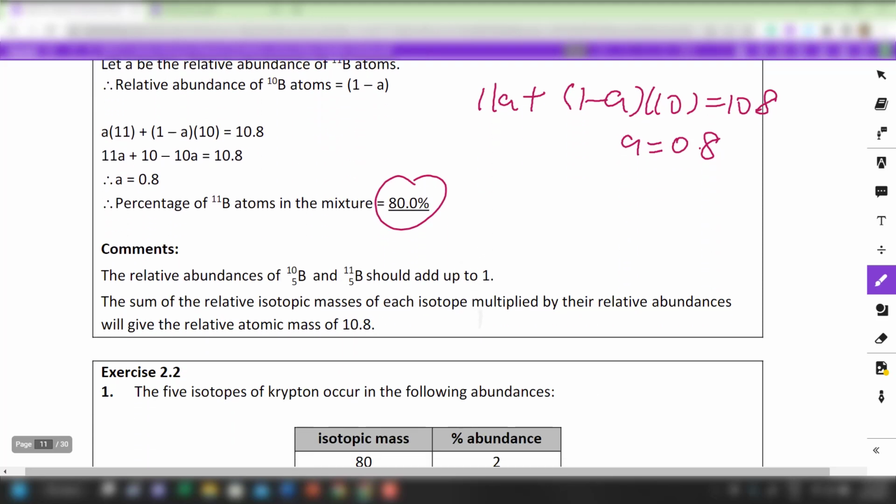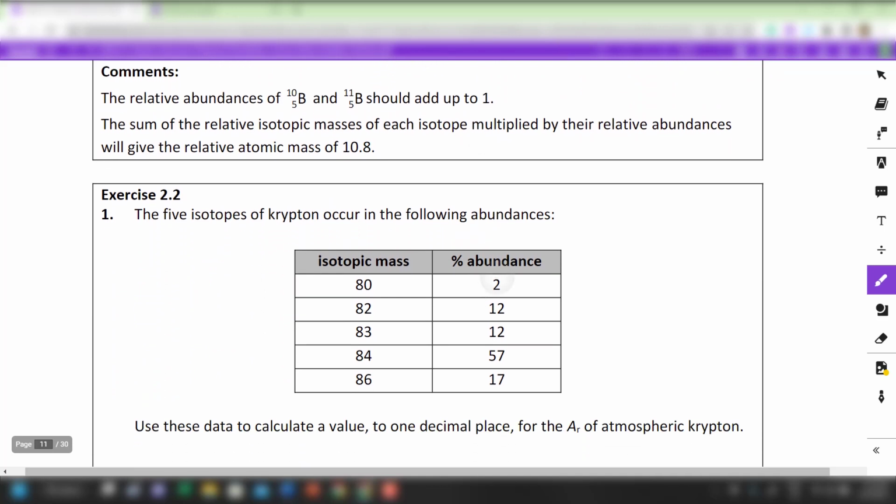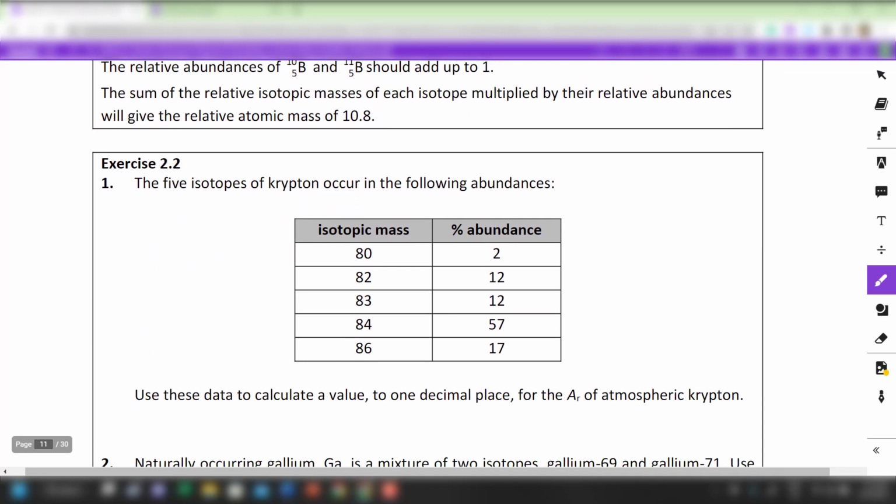Okay, so next, we'll do exercise 2.2. So we have 5 isotopes of krypton occurring in the following abundances: 2, 12, 12, 57, and 17. Use these values to calculate, to 1 dp, the Ar of atmospheric krypton. First of all, we need to ensure that everything adds up to 100. So 2 plus 12 is 14, 14 plus 12 is 26, 26 plus 57 is 83, 83 plus 17 is 100%. So everything is accounted for.